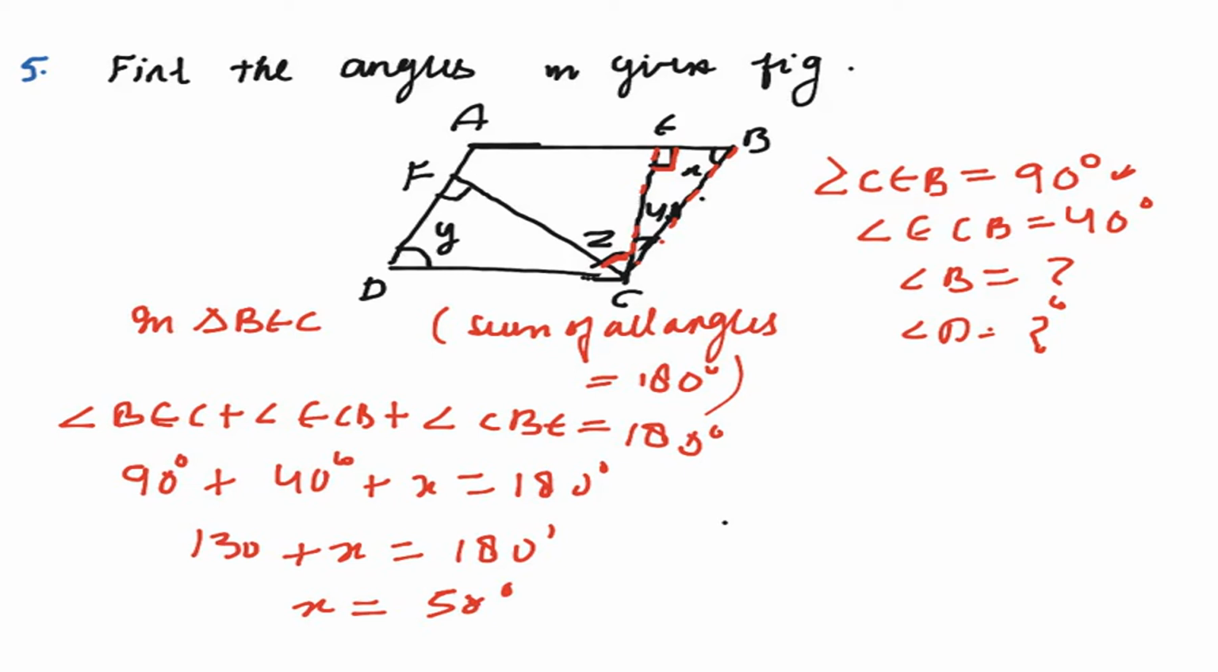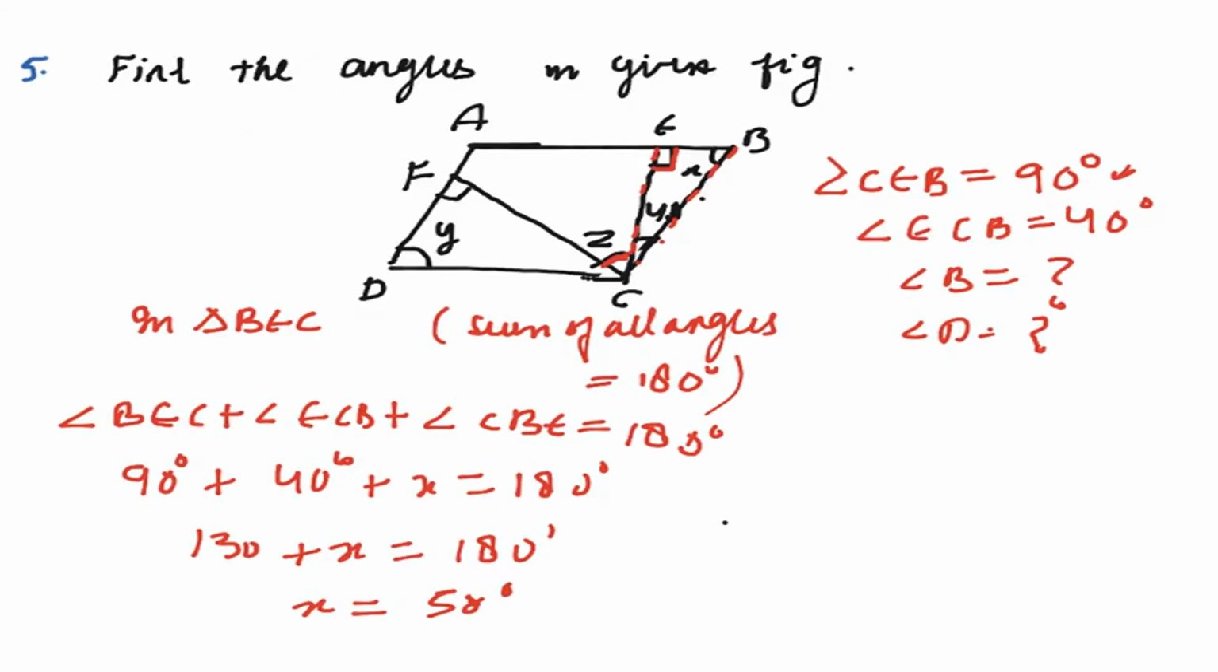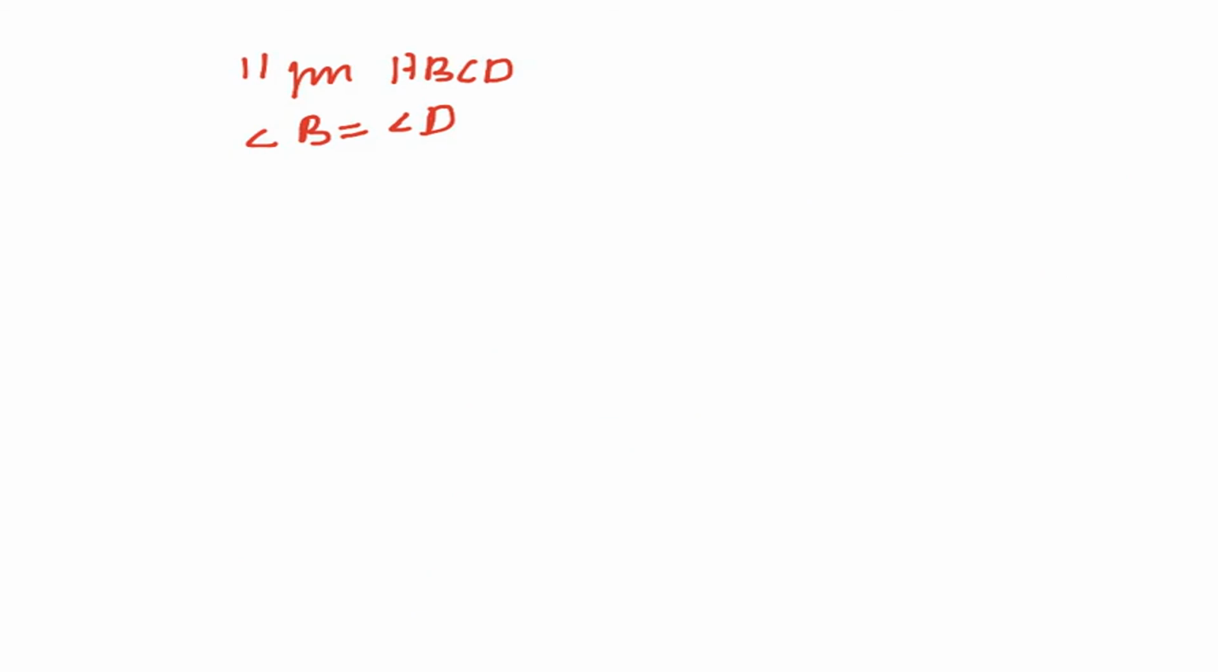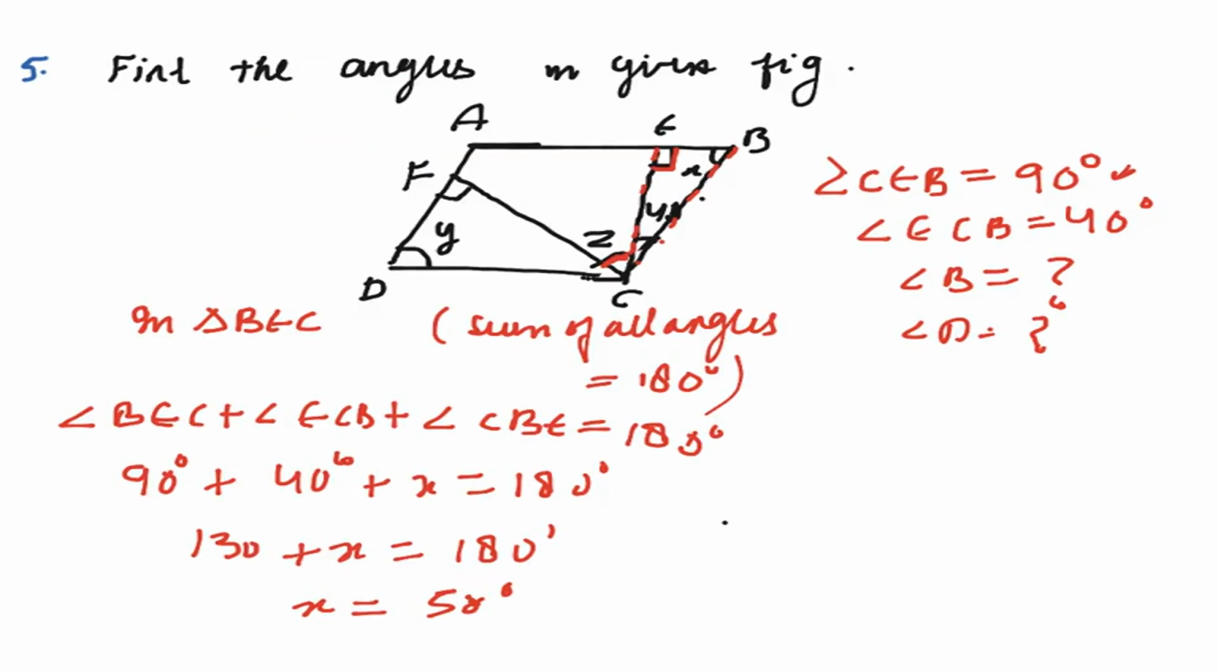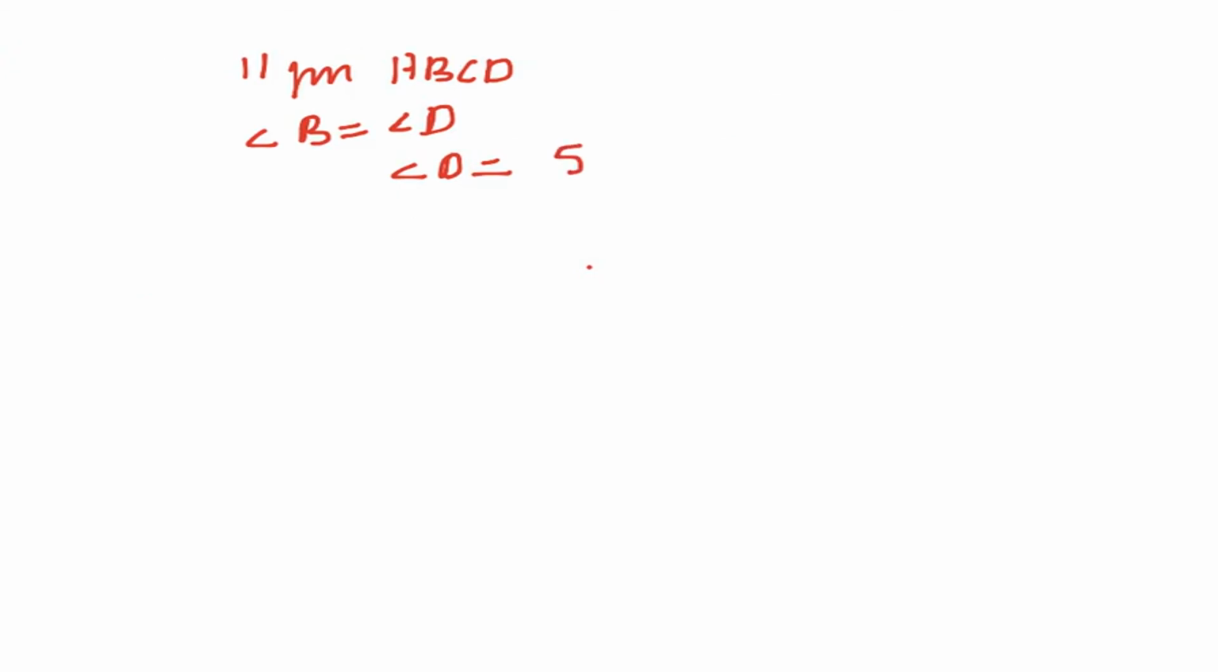Now the next property, in parallelogram ABCD, the opposite angles will be equal. It means angle B is equal to angle D, right? So here the angle D is equal to angle B, that we find out right now, that is 50 degree, and in the question we marked it as Y. So this is the value of Y, that is 50 degree.